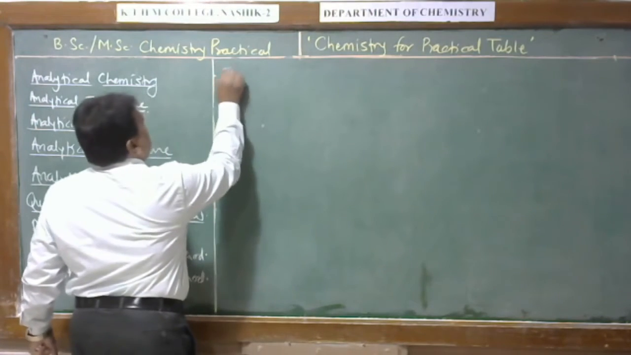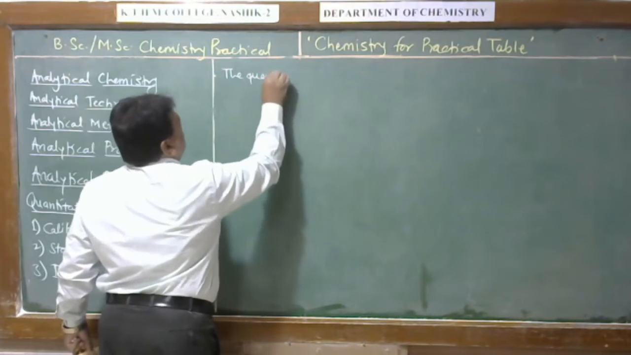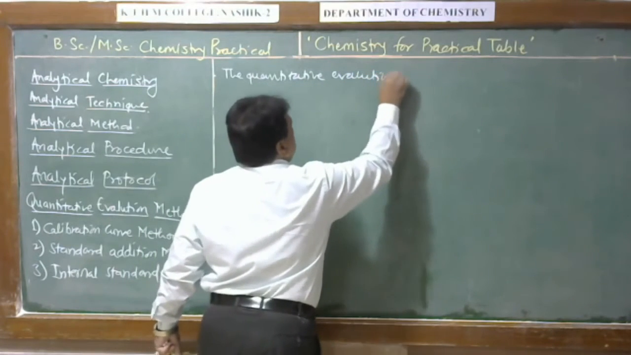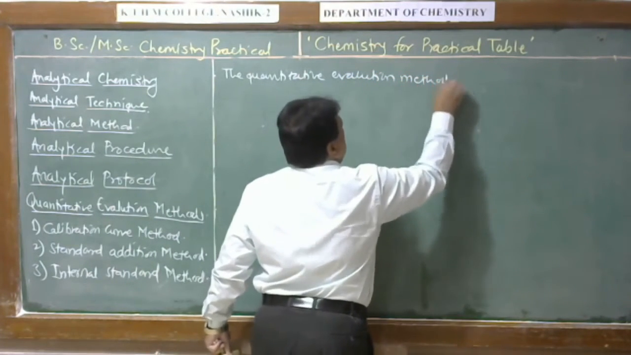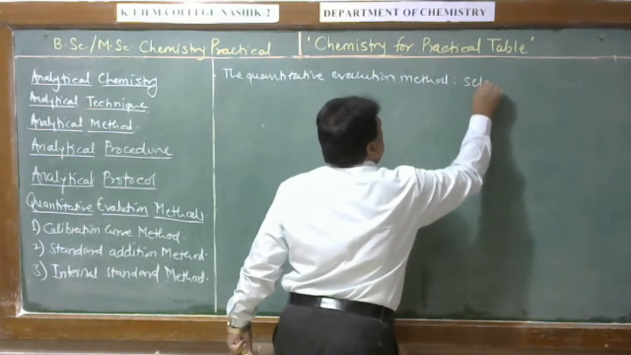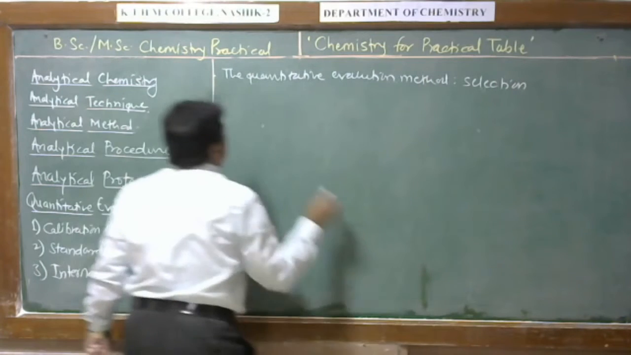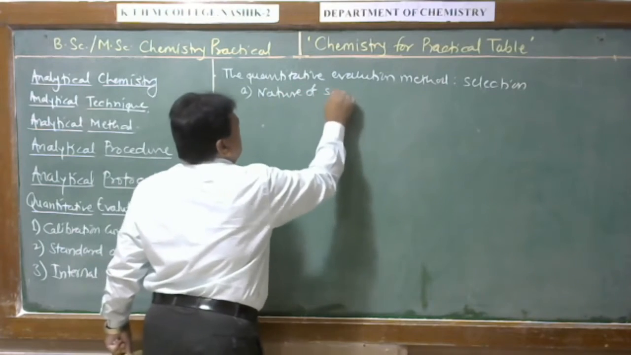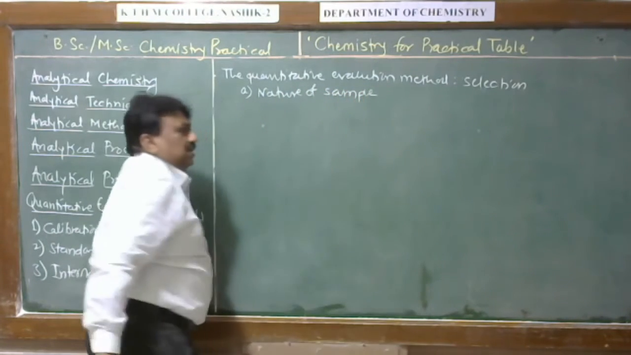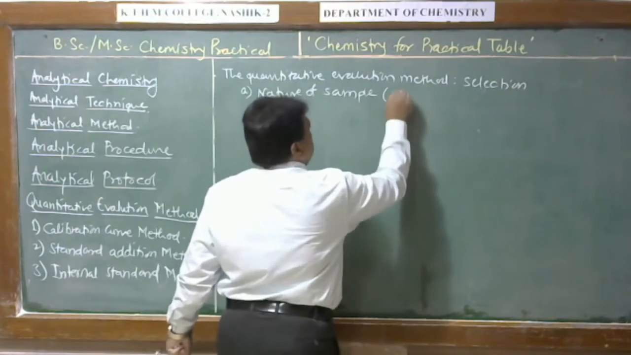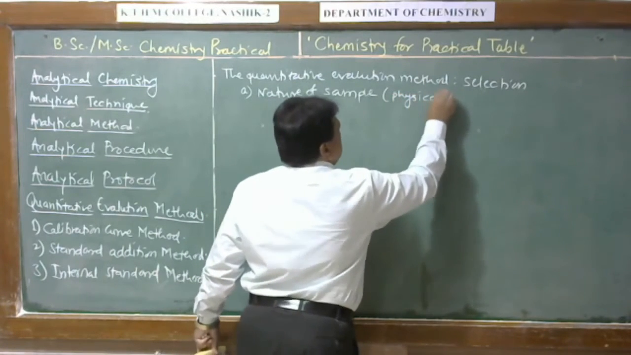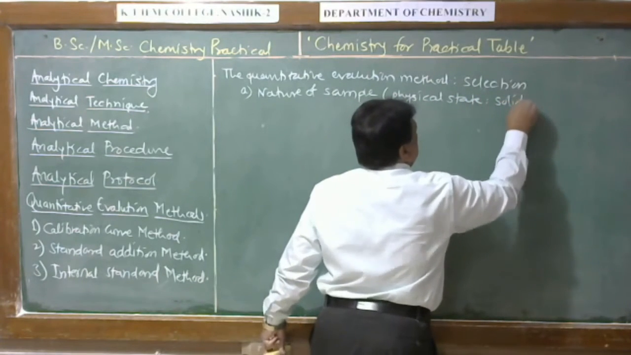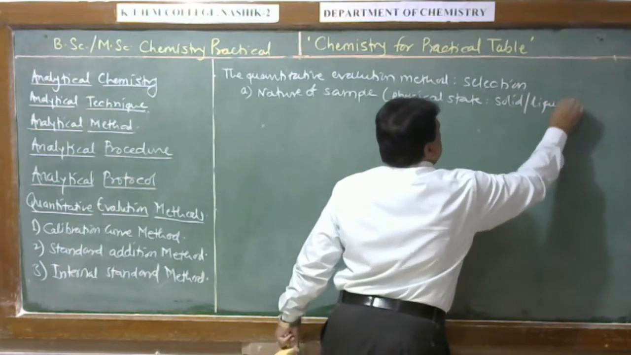The quantitative evaluation method can be selected on the basis of the following parameters. Number one, nature of sample, that means physical state of sample. Nature means physical state of sample, means whether it is solid, liquid or gas.